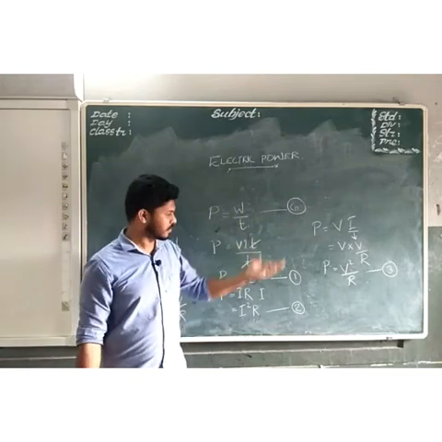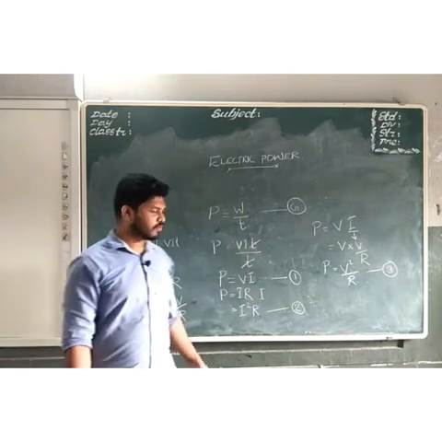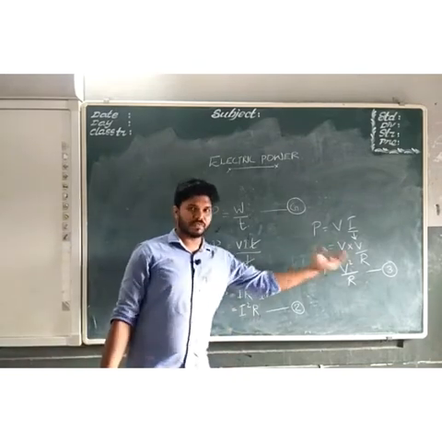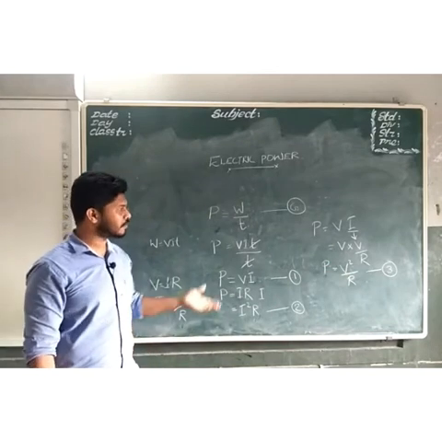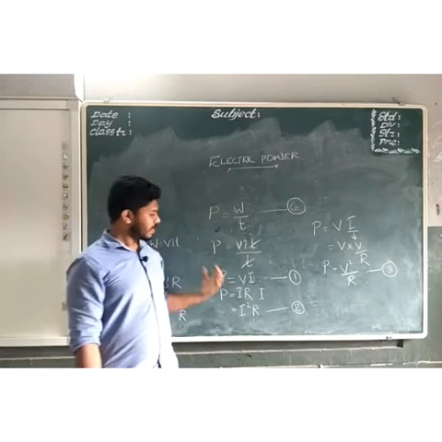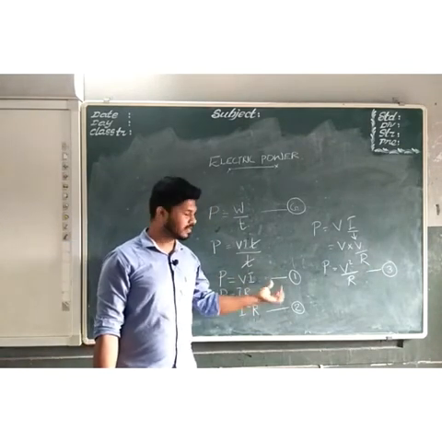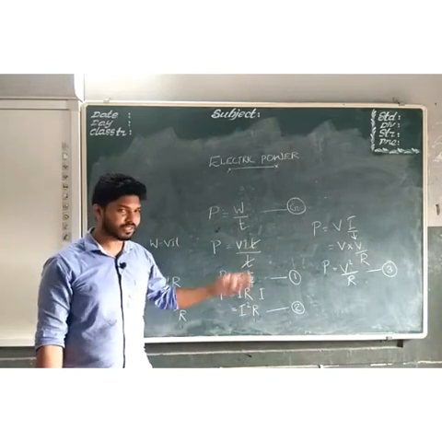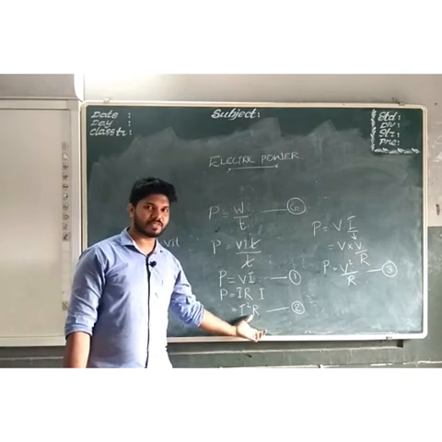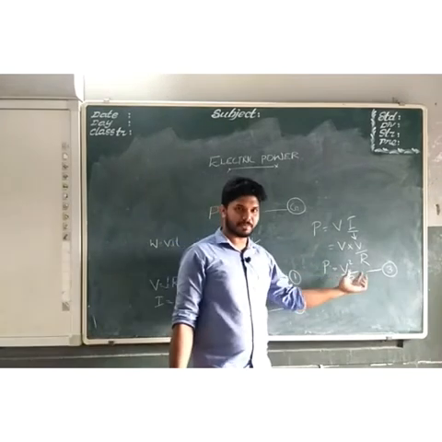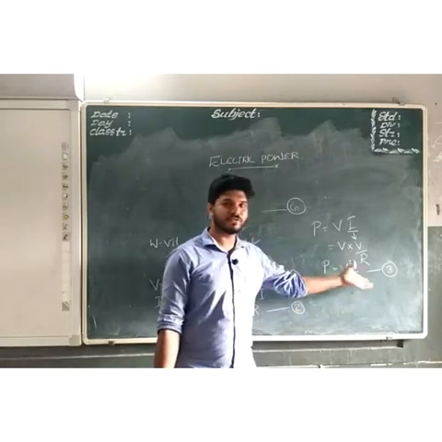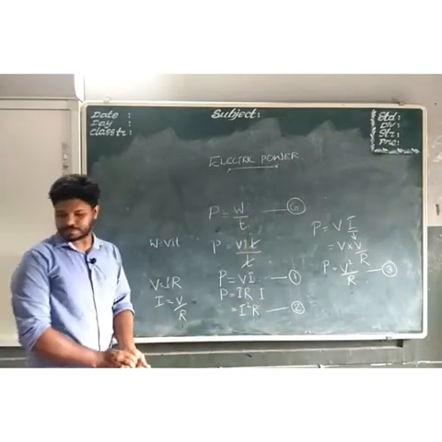So from the general equation, we got the first, second and third equations. Once more: P equal to VI, P equal to I square R, or P equal to V square by R. If in the problem only work done and time are given, we can find power using P equal to W by T. If potential difference and current are given, we can find P using the first equation. If current and resistance are given, we can find power using the second equation. And last, if potential difference and resistance are given, we can find power by the equation P equal to V square by R. Hope it is clear for you.